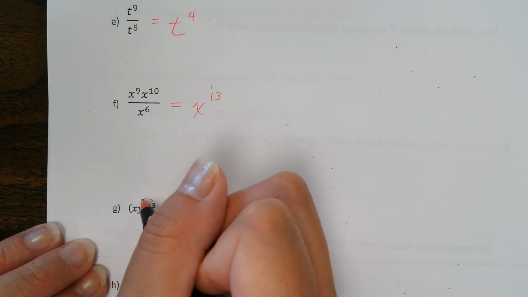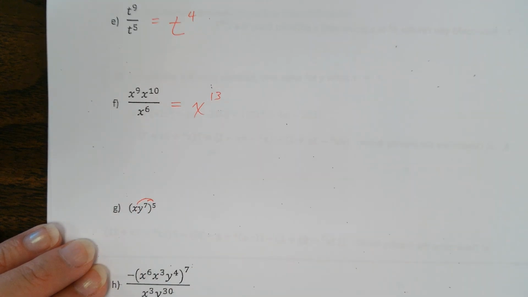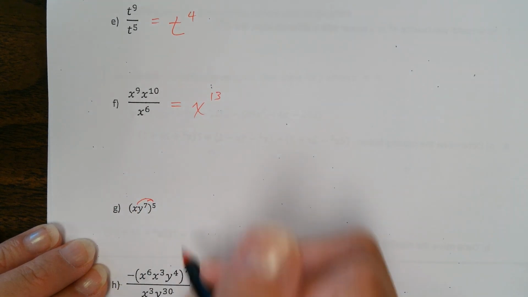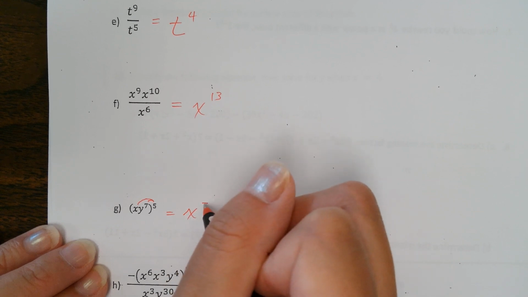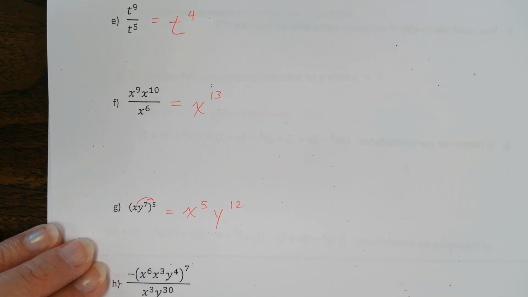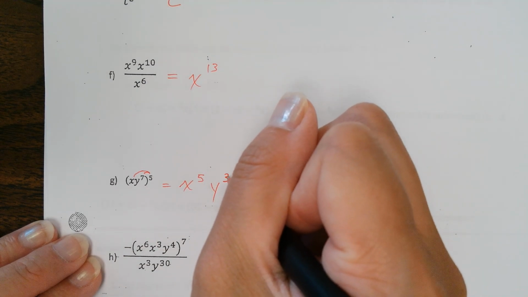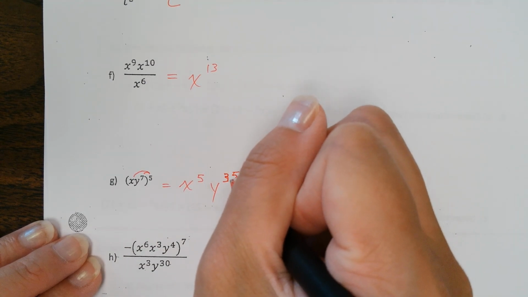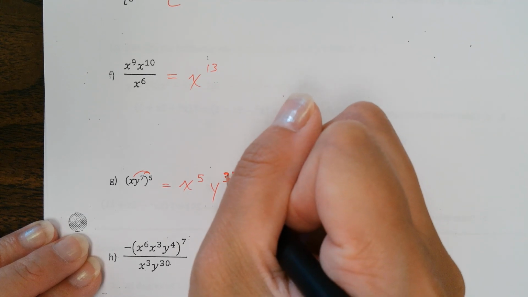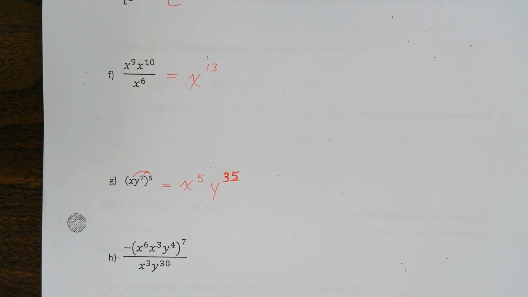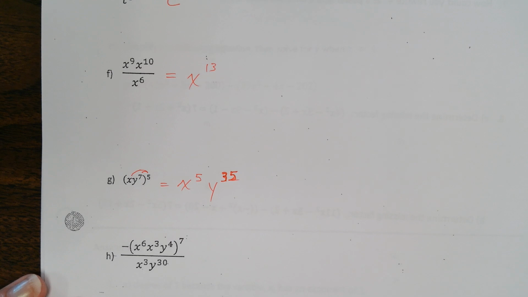This one, don't forget your exponent applies to everything inside the bracket. So here I have x to the 5, y to the 12. 35. What? Why did I get 12 from? Just checking to see if you guys are paying attention. All part of the plan.